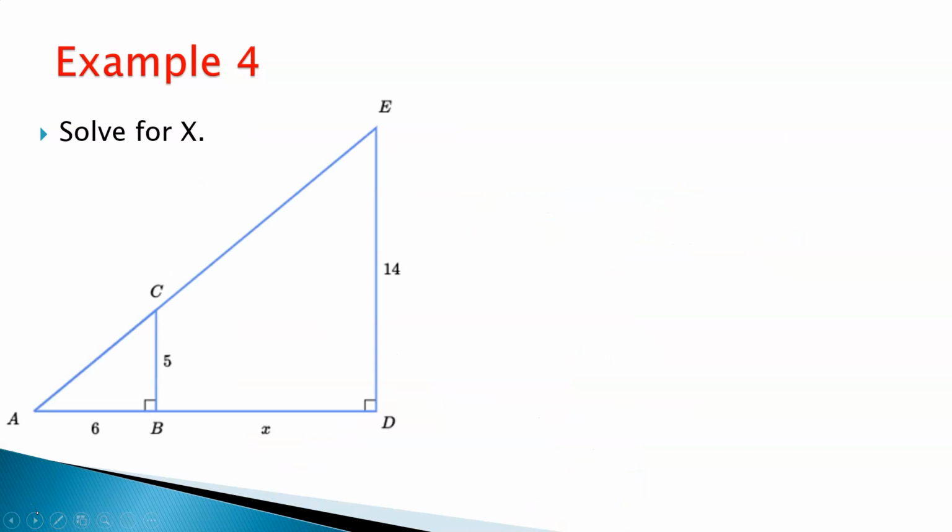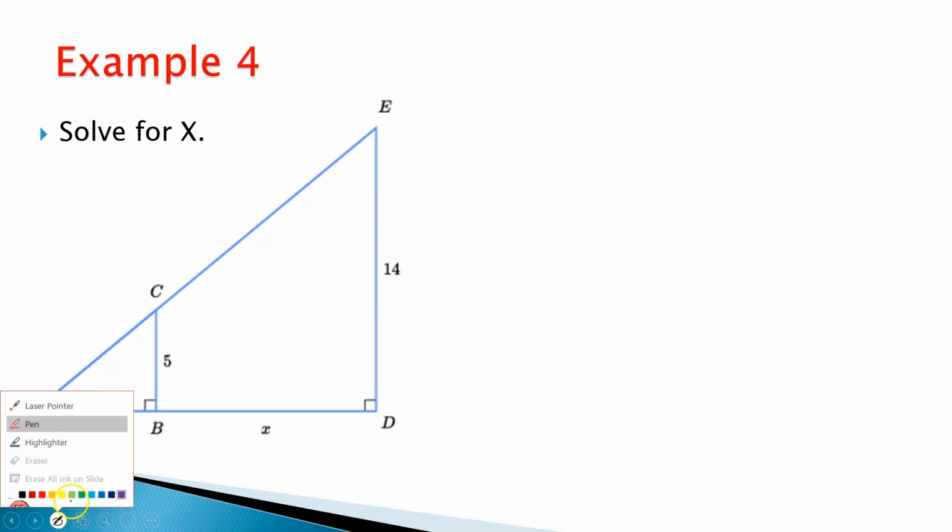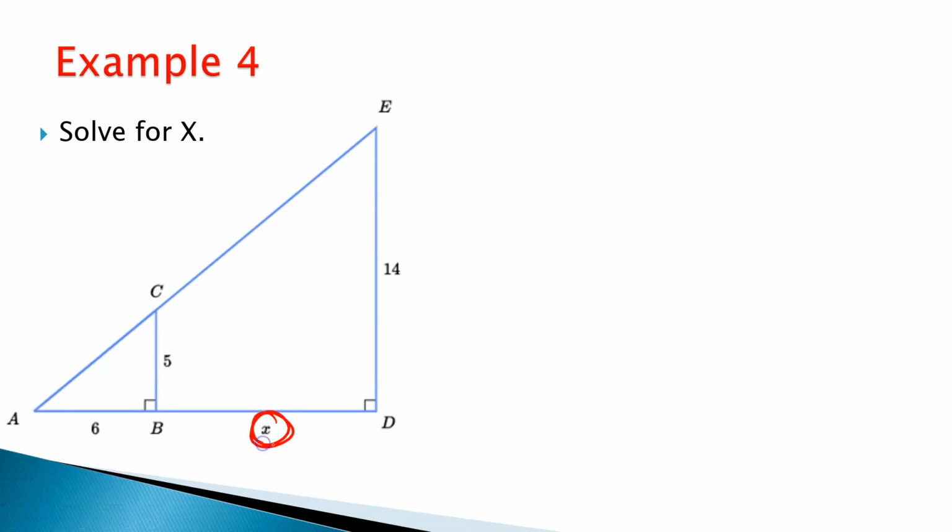All right, let's try it one more time. So take a look again. For example number 4, we're solving for x. Where exactly is x? It's down here, right? So that's what I'm trying to figure out, x. Unfortunately, we have two triangles that are literally right on top of each other. So let's play that separation game.